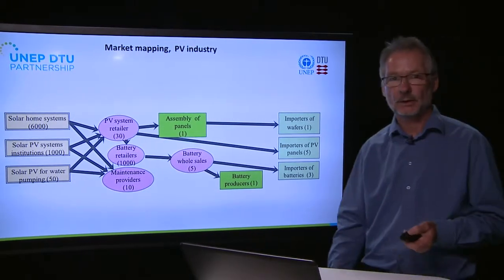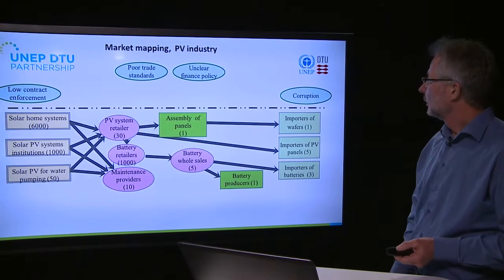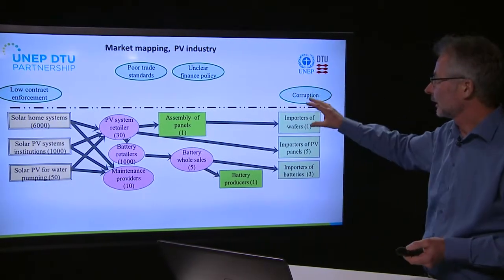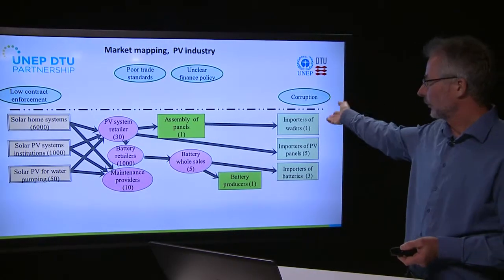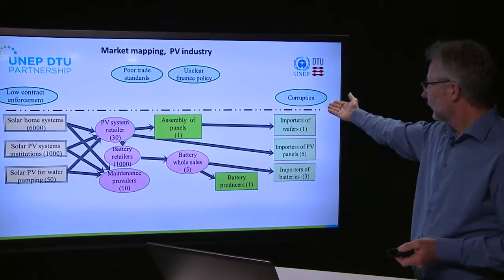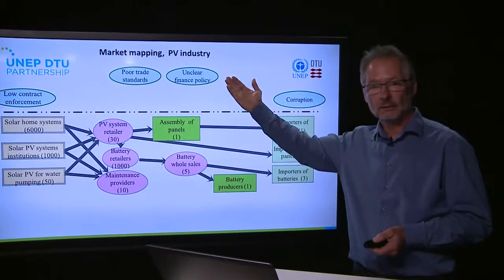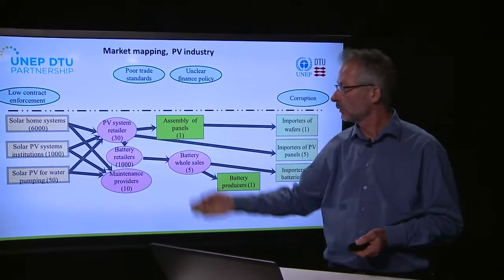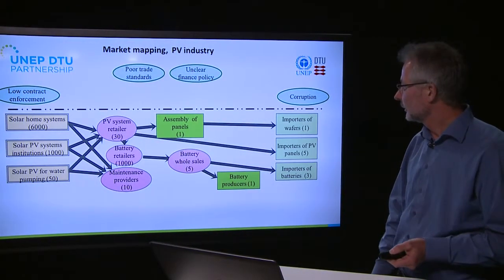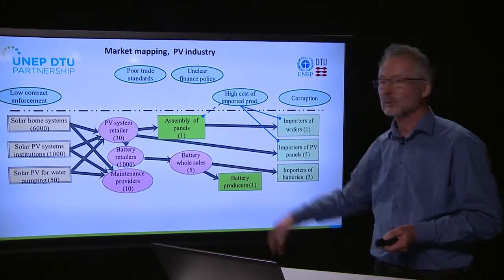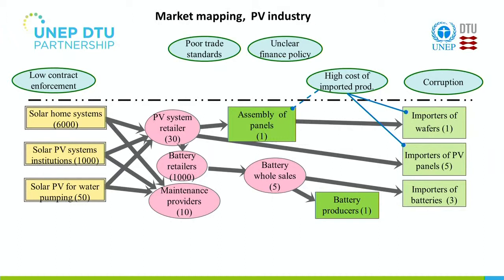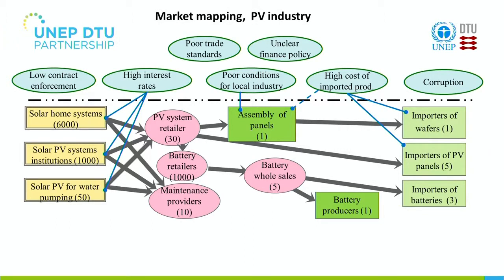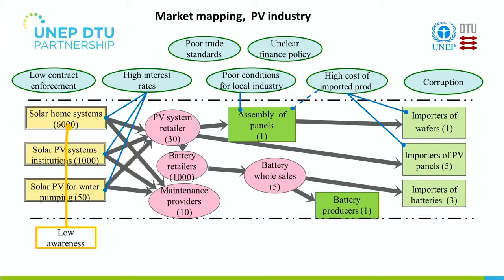So what are the barriers for this system to function properly? We will start here on top, looking at the enabling framework. The group in the room has identified 4 general barriers: corruption, unclear finance policy, poor trade standards, and low contract enforcement. But going into details, they also point at the high cost of imported products, which are linked to these actors. Some point at poor conditions for the local industry. Others point at high interest rates for the consumers. Others point at low awareness among consumers of which products are available on the market.